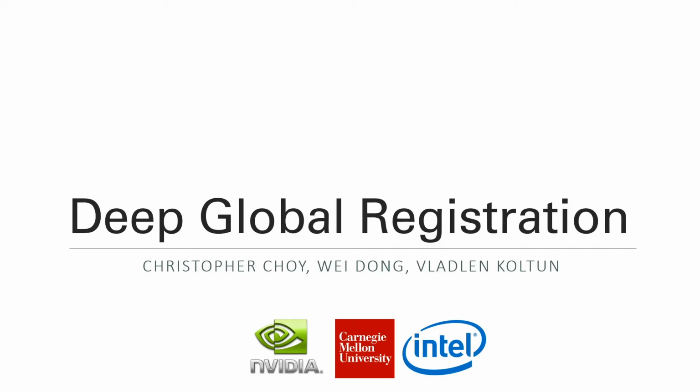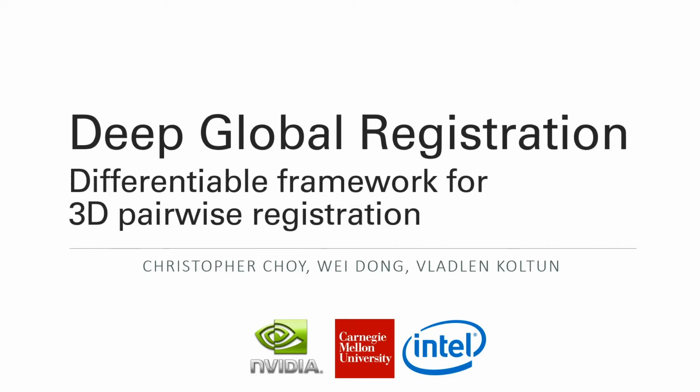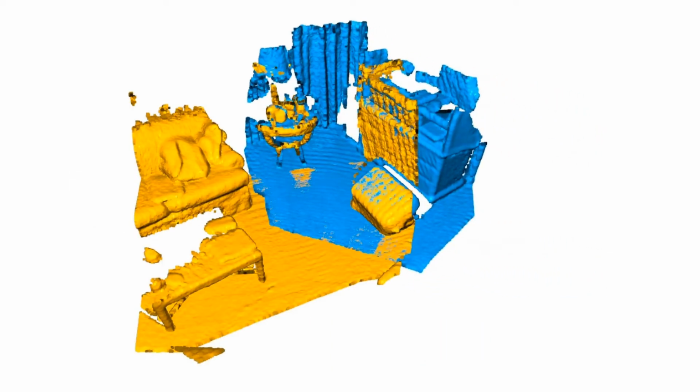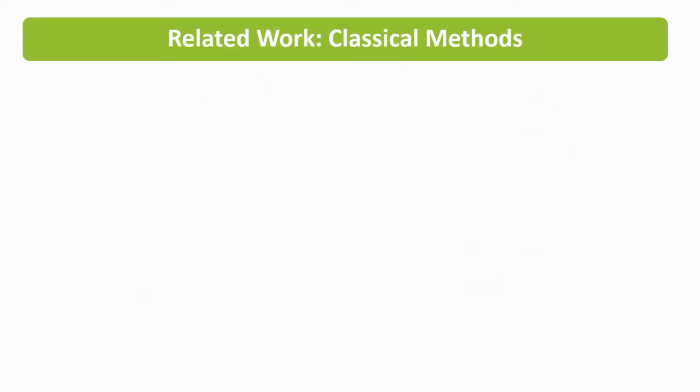We present Deep Global Registration, a differentiable framework for 3D pairwise registration. 3D registration is a process of finding a spatial transformation that aligns two point clouds, and it has been studied widely for reconstruction, tracking, and pose estimation.